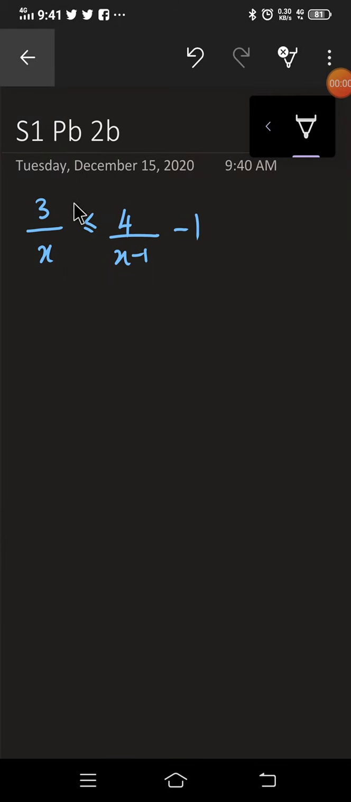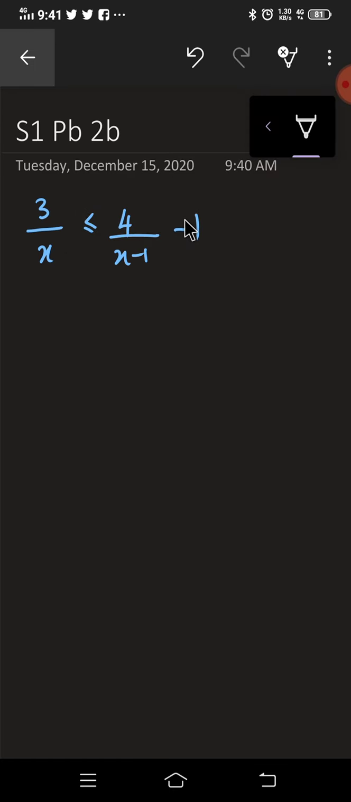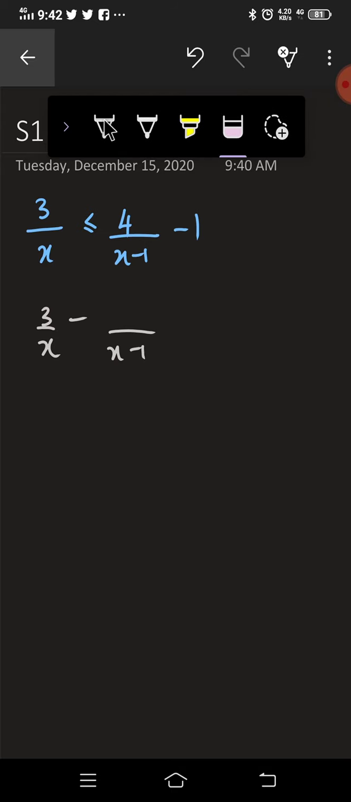For question 2b, we have to solve the rational inequality. So remember, if we have a rational inequality, the first thing we need to do is let the right side be equal to 0. So what we have here is 3 over x, minus 4 divided by x minus 1, plus 1, less than or equal to 0.